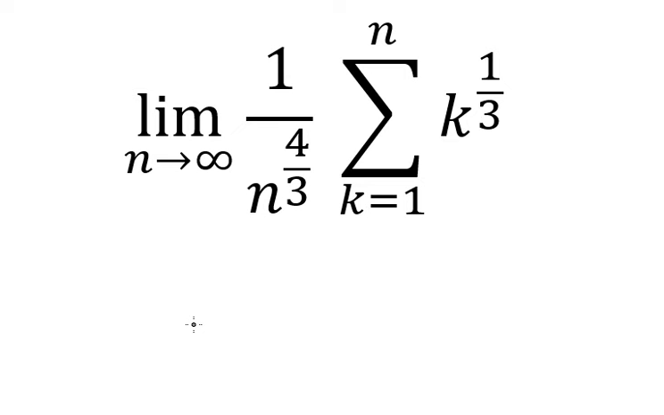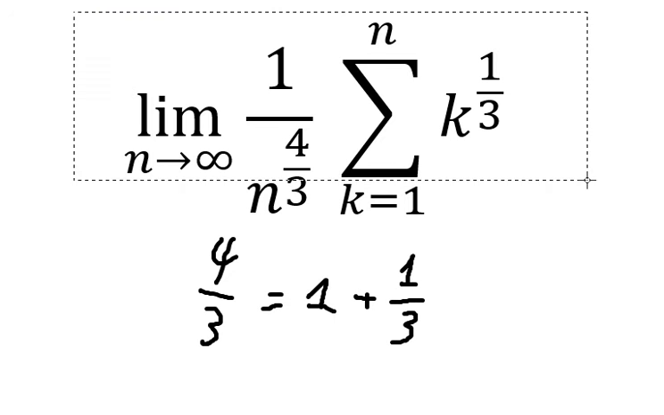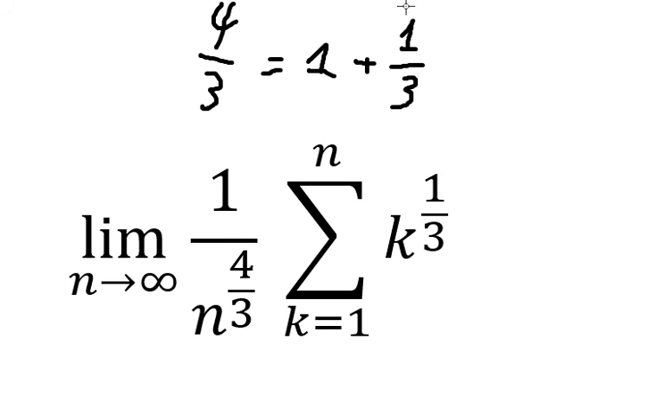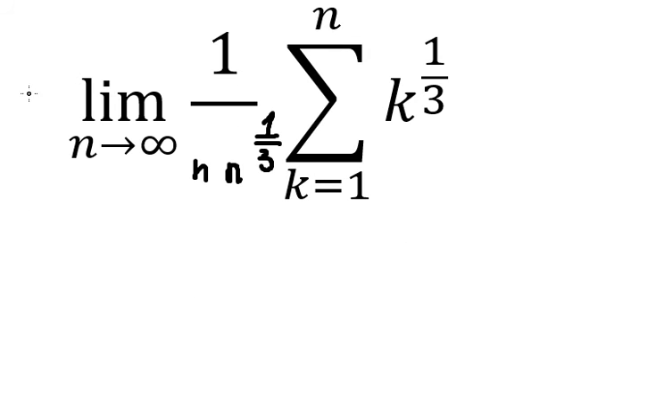So now I will show you how to answer. We have 4 over 3 in here. That is about 1 plus 1 over 3. So in this situation, I need to separate them into n multiplied by n to the power of 1 over 3. Now, if we look carefully at n to the power of 1 over 3 and k to the power of 1 over 3, we can put this one in here.